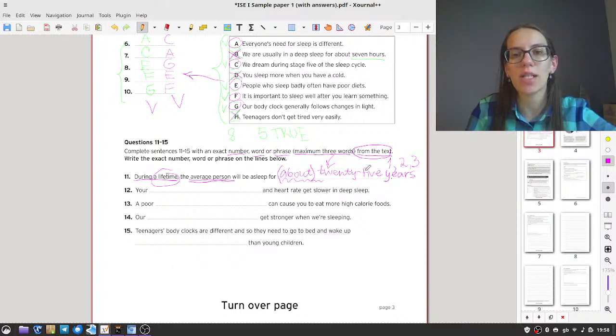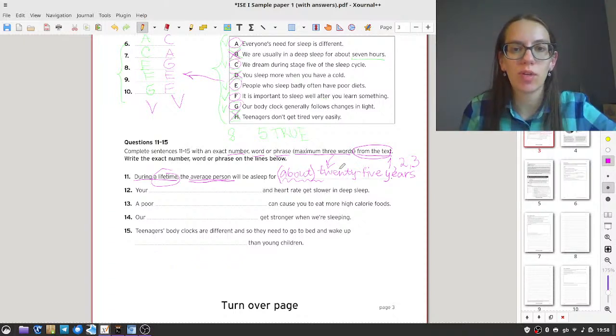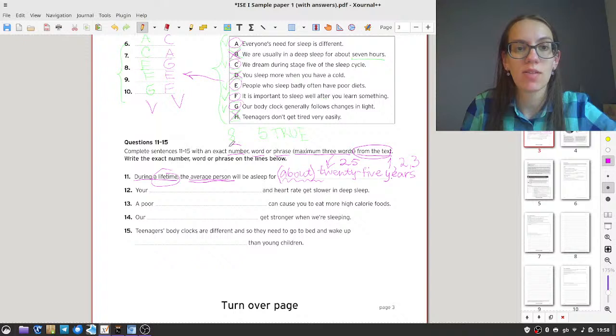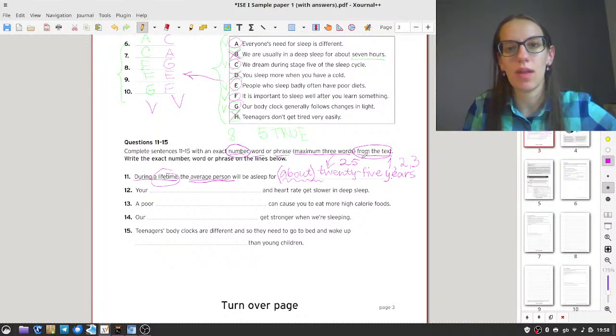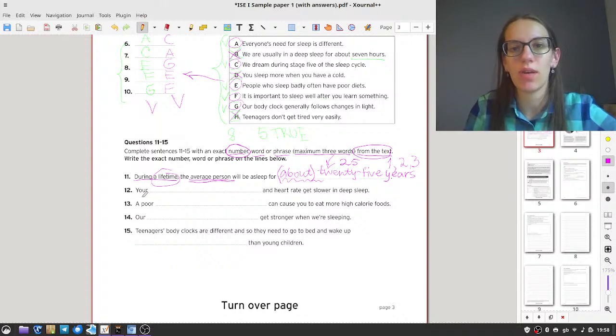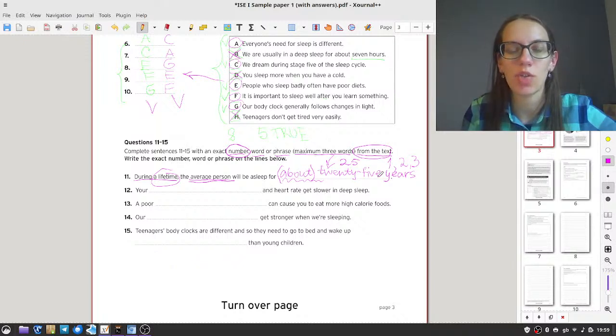That is also correct. Now, could you write this 25 as a number like this? And the answer is yes, you can, because the task says it can be a number. So you can also use numbers. You can just write 25. Yeah, so we have a few different options of how you can write the correct answer to this question. Yeah, it can be 25 as a word or as a number.